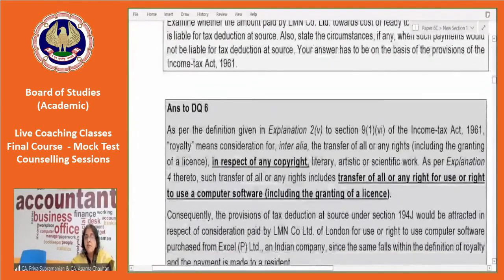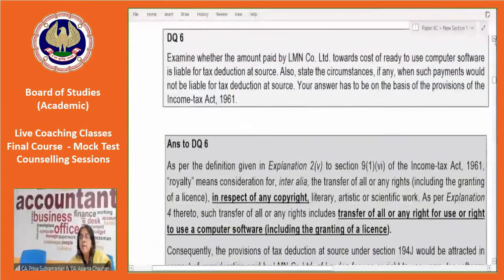Now, examine whether the amount paid by LMN Company Limited towards cost of ready-to-use computer software is liable for TDS. Also state the circumstances, if any, when such payments would not be liable to TDS. Your answer has to be based on the provisions of the Income Tax Act. This is very important.